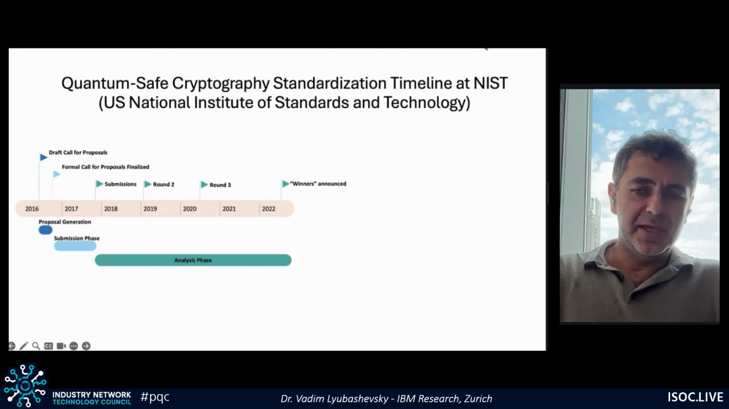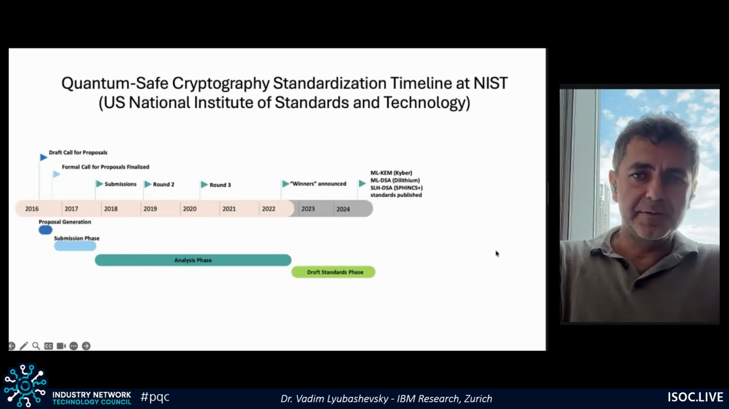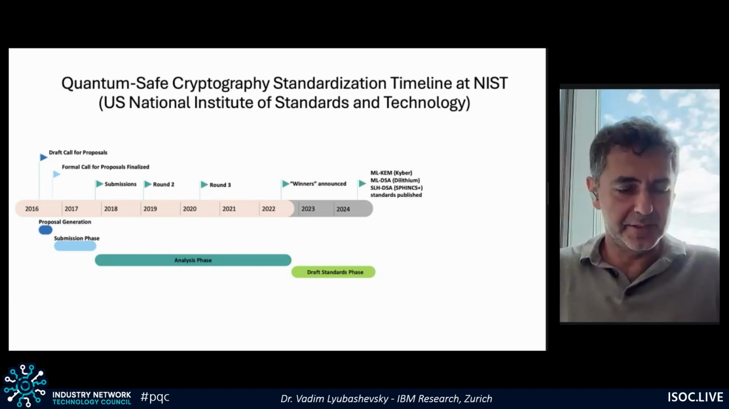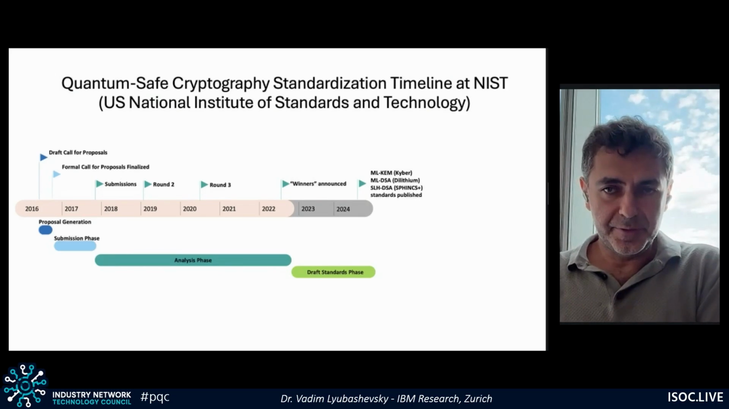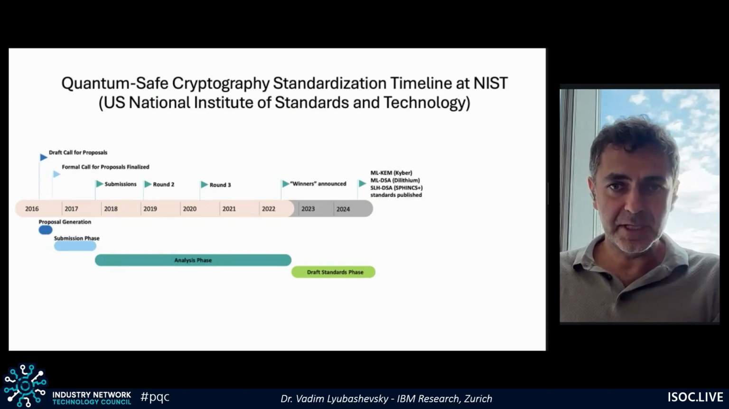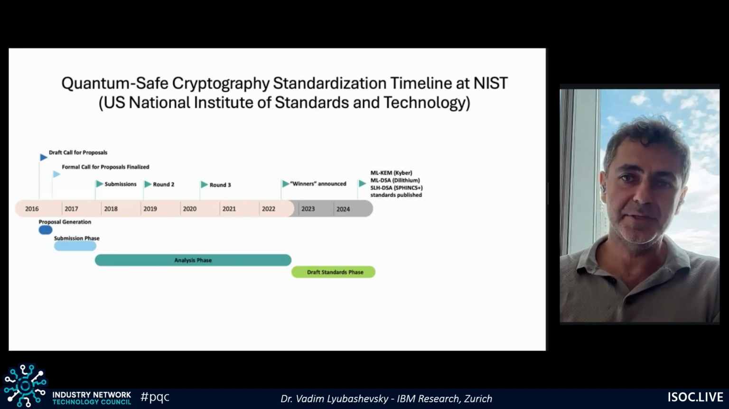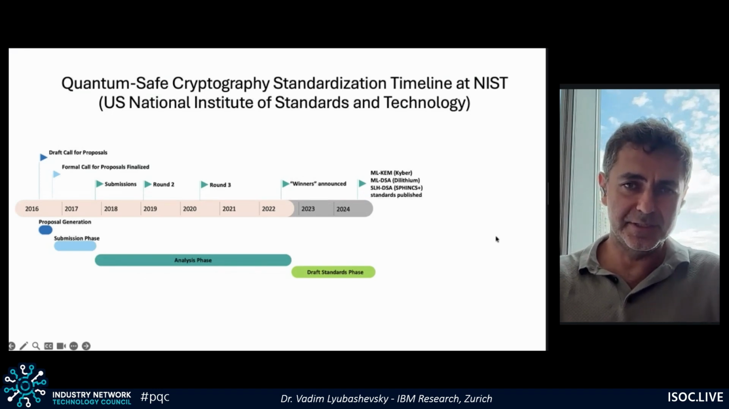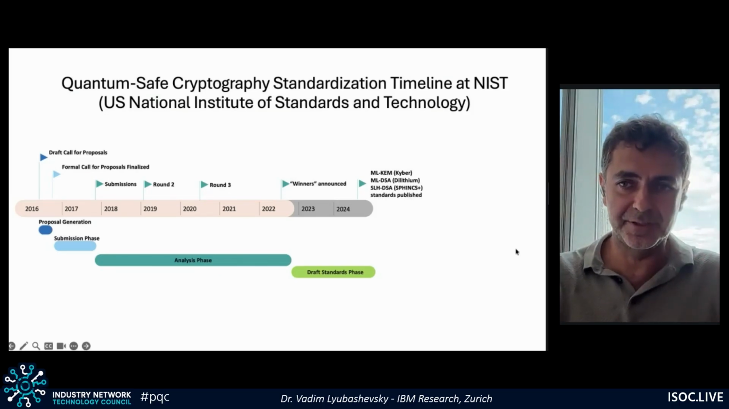The analysis phase lasted about 5 years, and the winners were announced. Then it took 2 years between the winners' announcement and NIST drafting standards, again with the community's input. There were 3 standards drafted in 2024. One was for encryption, ML-KEM, and 2 were for digital signatures, ML-DSA and SLH-DSA. There's going to be one more standard, for another digital signature scheme, but that standard hasn't been written yet.